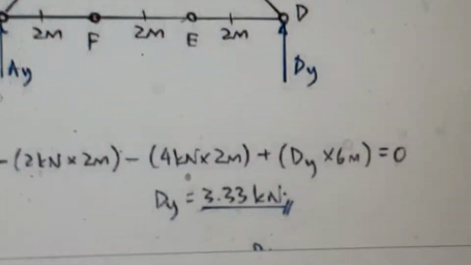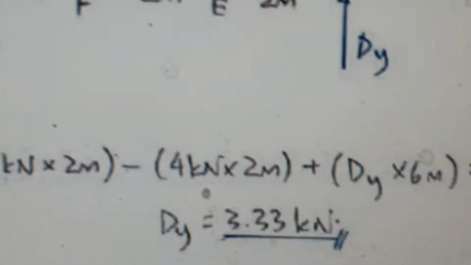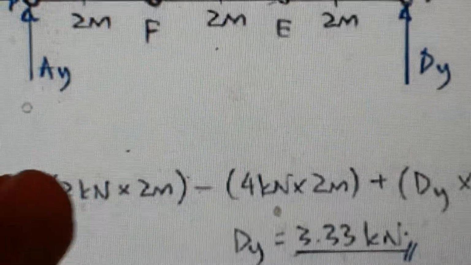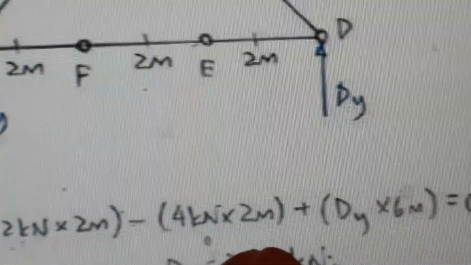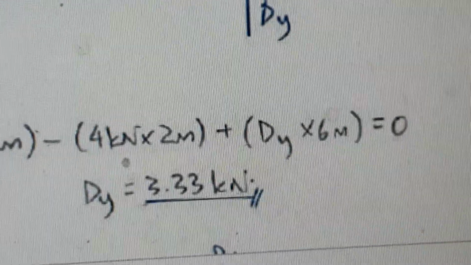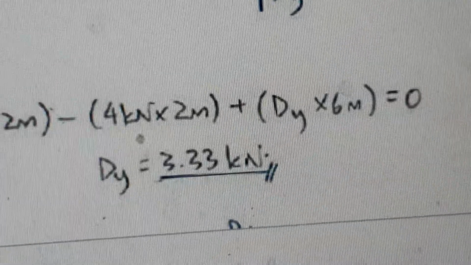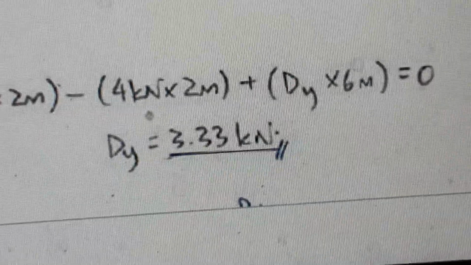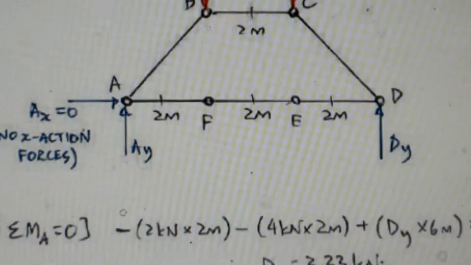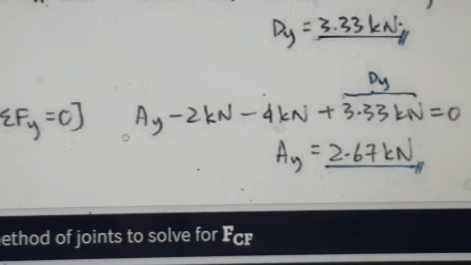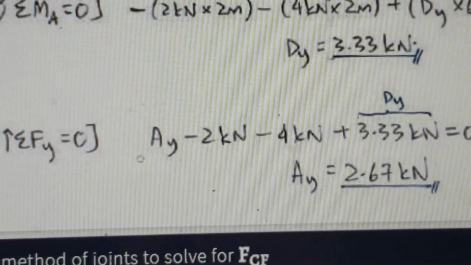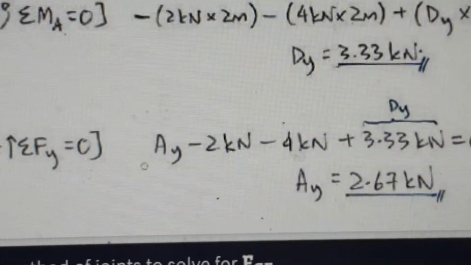If you look at this question, even though he put 2, the answer is correct. Just do it like this: minus 2 times 2, minus 4 times 4, plus Dy times 6, and that answer would be Dy equal 3.33 kilonewton. Okay, so we found Dy. We could find Ay by doing summation of forces at y equal to 0. You could find Ay, 2.67 kilonewton, by applying the method of all the forces on the y-axis equal to 0.